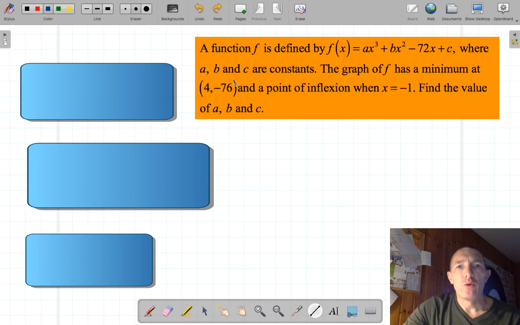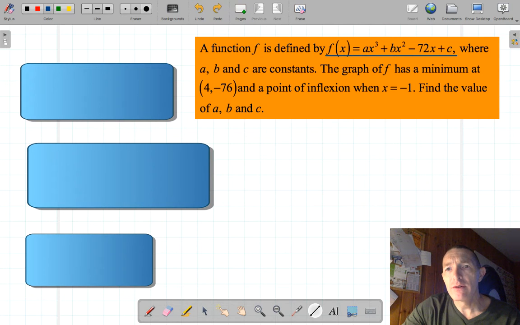Okay, this is quite a straightforward question if we understand how functions work and also how to differentiate. So I've got my function and I've got a minimum. I'm just underlining some key issues here: at this point a minimum, and a point of inflection when x equals -1. So these are my key points.